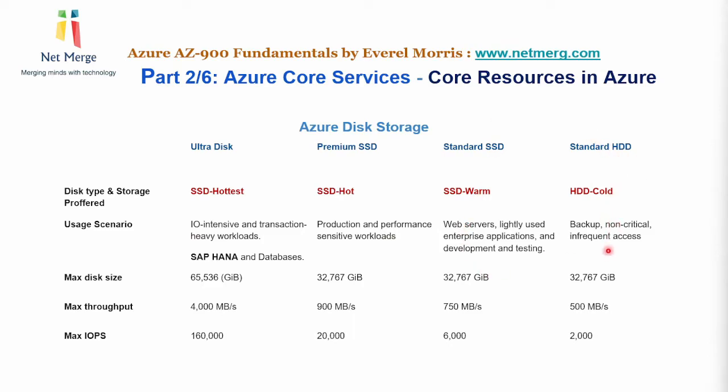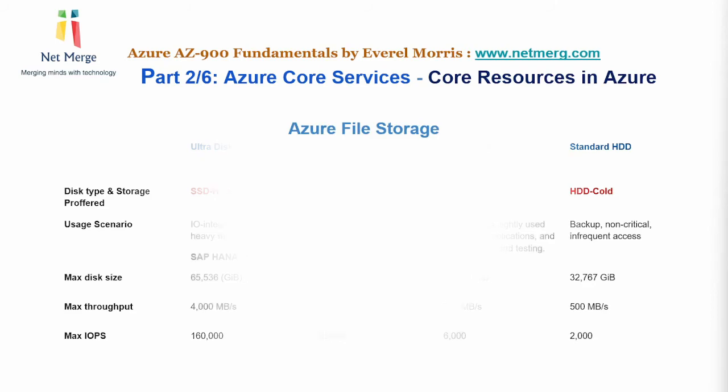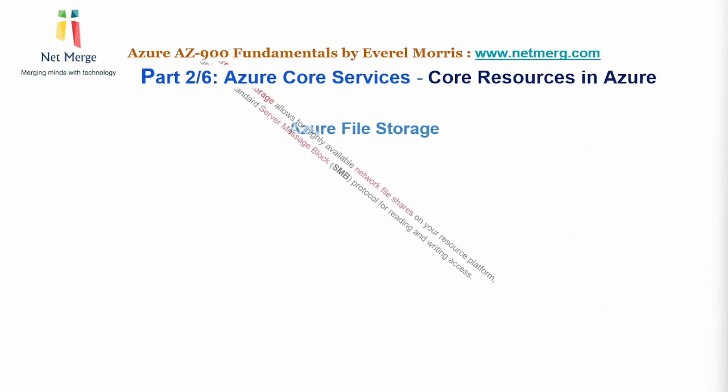Standard HDD is used for backup, non-critical, infrequent access. You could turn these disks off when you're not using them to save energy and spin them up when you need them for access. Now let's look at Azure File Storage.